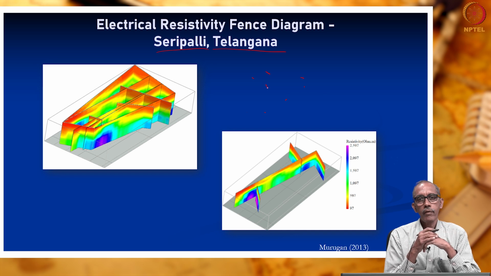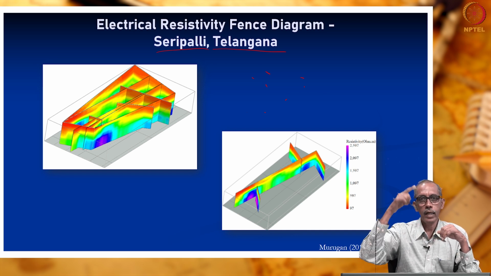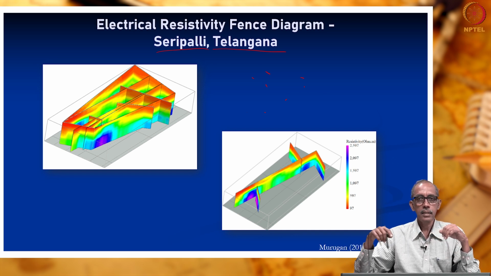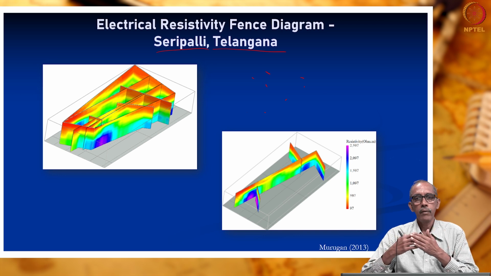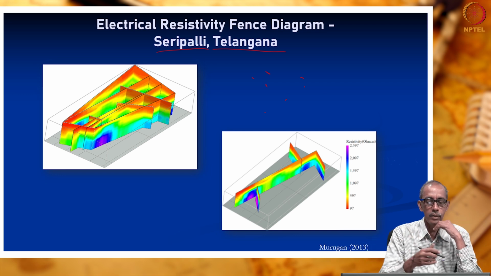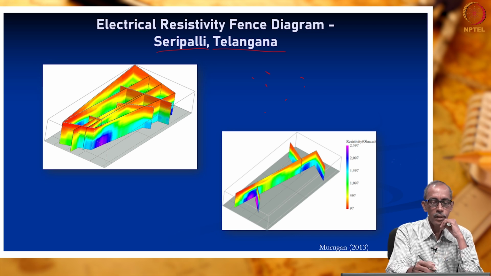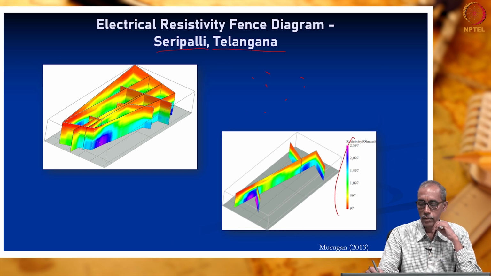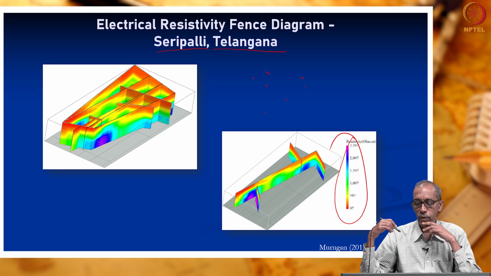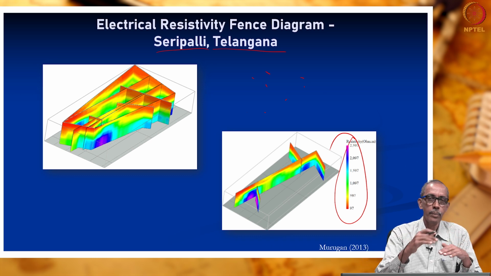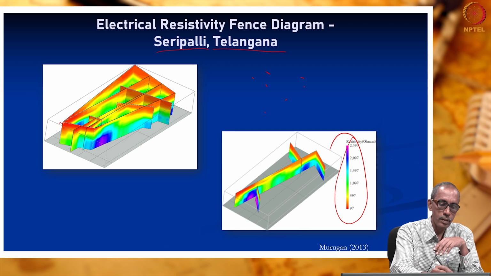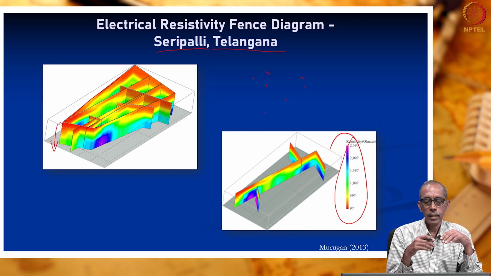Then making use of the measurements made at different vertical lines, we have prepared what is known as a resistivity fence diagram, right. Electrical resistivity fence diagram. Here the red ones are having low resistivity, and here you can see the resistivity variation. So, this is the top, this is the ground surface, right. As the depth increases below the ground, resistivity values are also increasing.